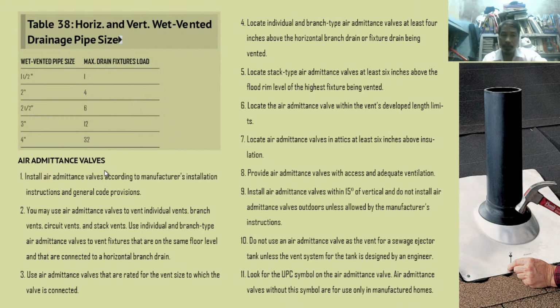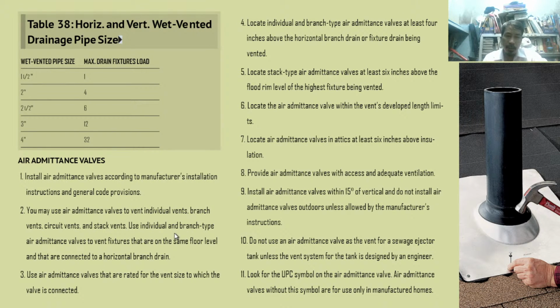Air admittance valves. What about it? A valve is the component that can open and close or control the flow of fluid, meaning either gas or liquid. Install air admittance valves according to the manufacturer's installation instructions, general code provision. You may use valves to vent individual vents, branch vents, circuit vents, stack vents.